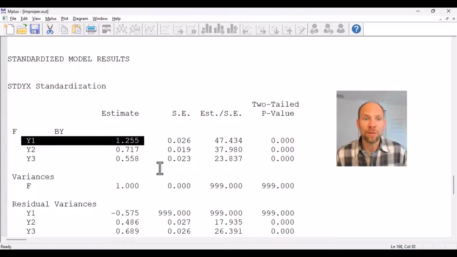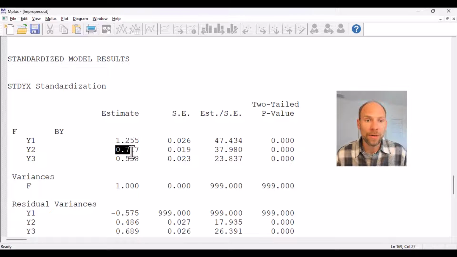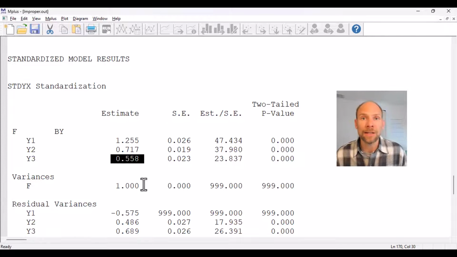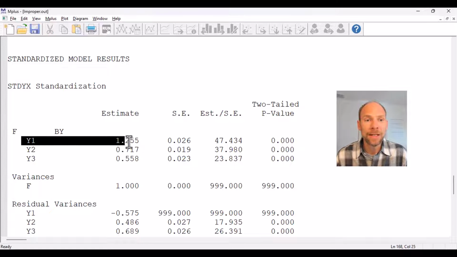So a correlation of 1.255 doesn't make sense, whereas a correlation of 0.717 does make sense. Also a correlation of 0.558 makes sense and is interpretable for the other 2 indicators. But this is clearly not interpretable as a correlation, and therefore it is improper. Now, 2 important points here.